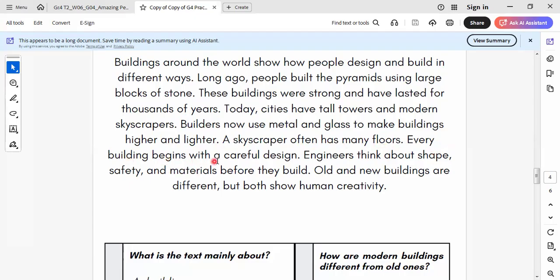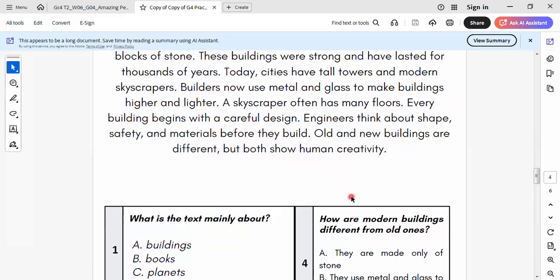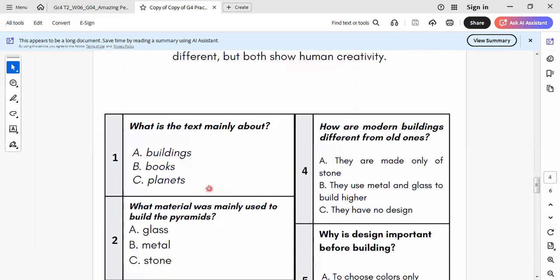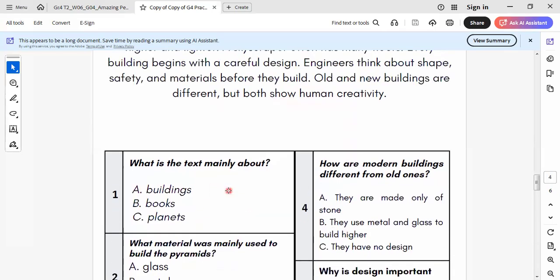Every building begins with a careful design. Engineers think about shape, safety, and materials before they build. Old and new buildings are different, but both show human creativity. Let's do these questions together.